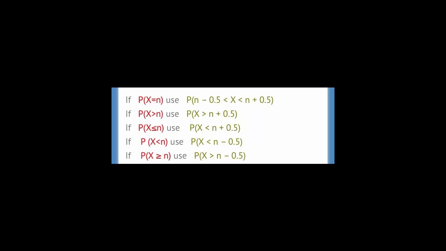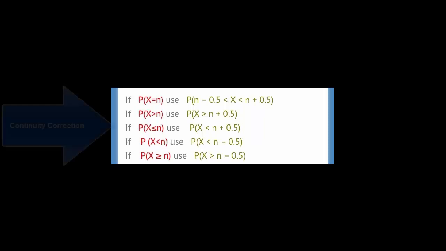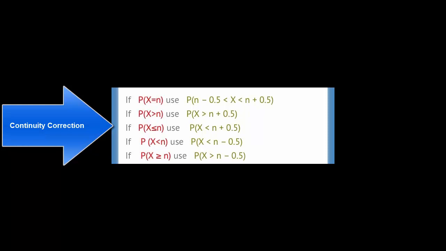It's Musai here, and we're doing a video this time on how to approximate the binomial distribution to a normal distribution. Now, as we know, the binomial distribution is a type of discrete probability distribution, whereas the normal distribution is a type of continuous probability distribution.